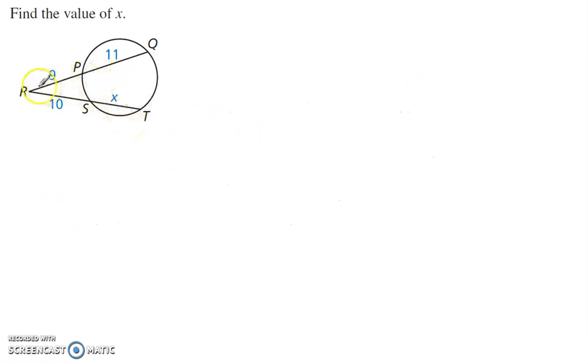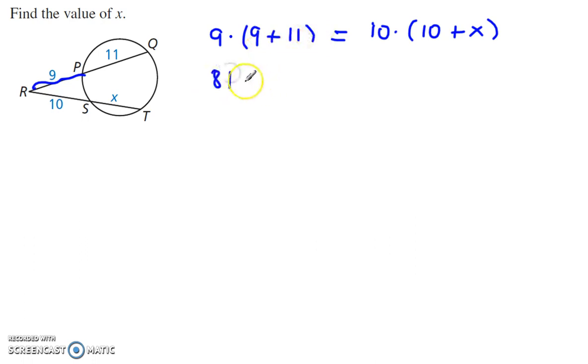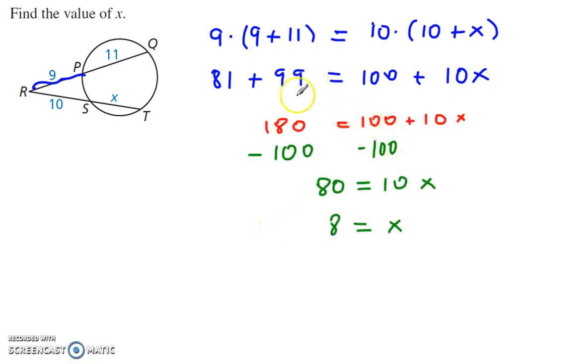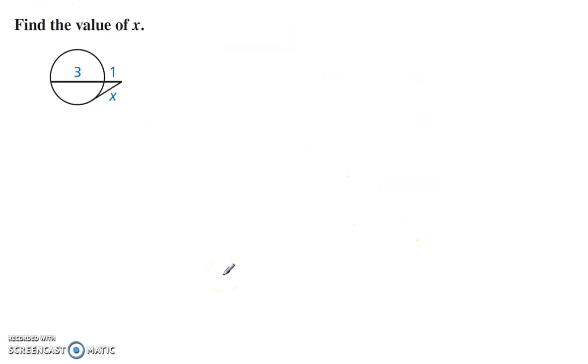All right, here we have two secants. Remember, we do part times whole. So 9 times 9 plus 11 is equal to part times whole, 10 plus x. 9 times 9, 81. 9 times 11, 99, is equal to 100 plus 10x. And solve that. Add up, subtract 100, divide by 10. X is 8.